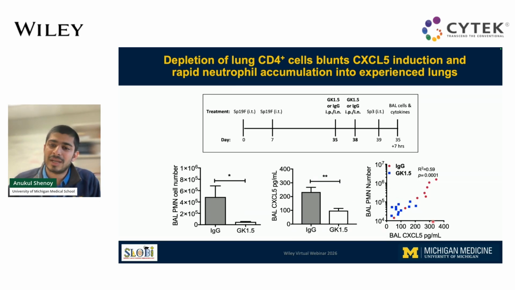If you do the correlation analysis for each of these data points, you see this really nice correlation where if a mouse has high amounts of CXCL5, it has called for more neutrophils. If the mouse has less CXCL5, it has called for fewer neutrophils. Indeed, suggesting that the Th17 cells were somehow activating CXCL5 to call the neutrophils in the lungs.